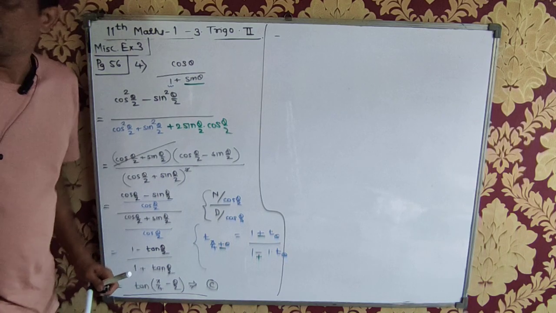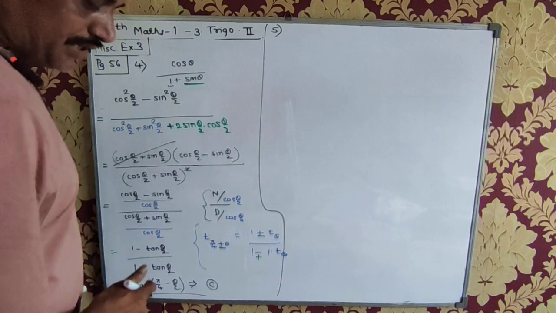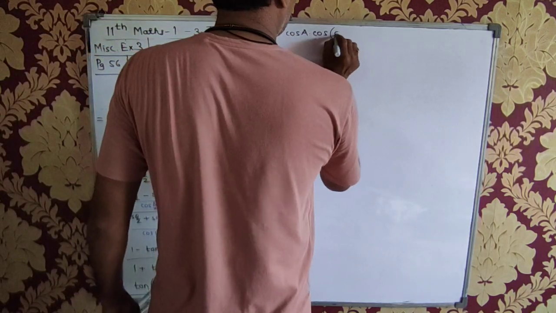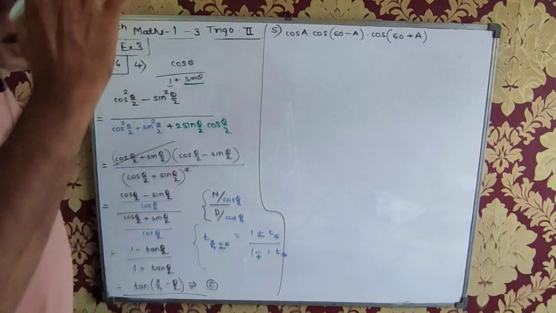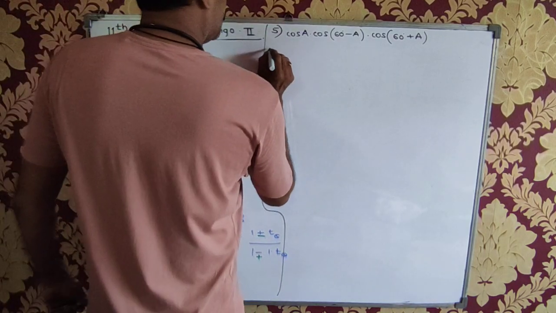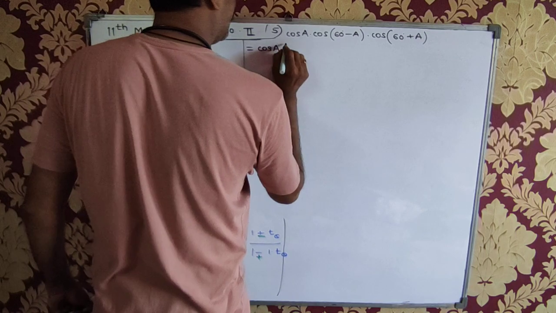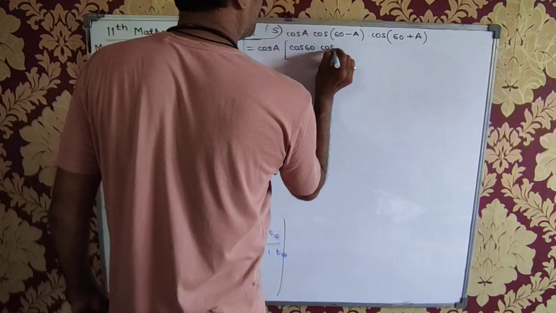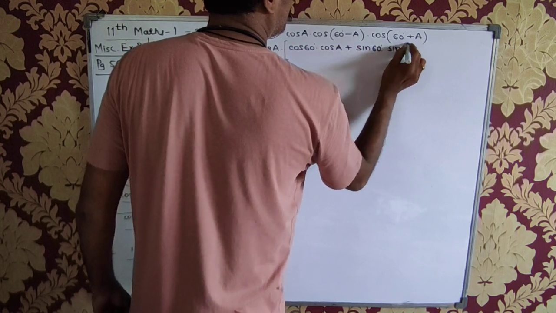Question number 5. Check. The value of cos A into cos of 60 degree minus A into cos of 60 degree plus A is equal to. Can I say this is equal to cos A into cos of (A minus B), cos A cos B plus sin A sin B. You see?